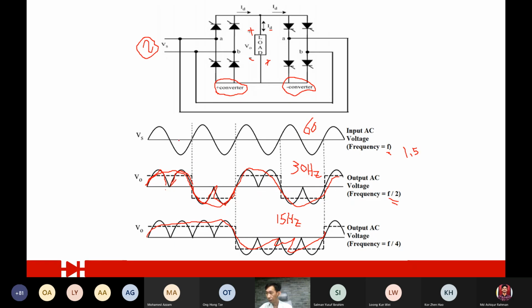1.5 means that, let's say, you change this 1.5 cycles into a positive cycle, and the other 1.5 into a negative cycle. Something like that. Then you can have 60 Hz or 50 Hz divided by 1.5, which is 40 Hz.